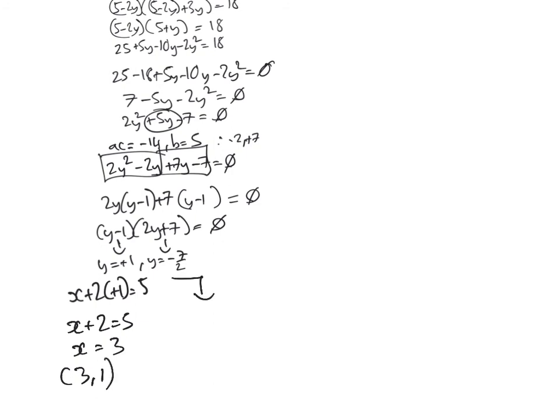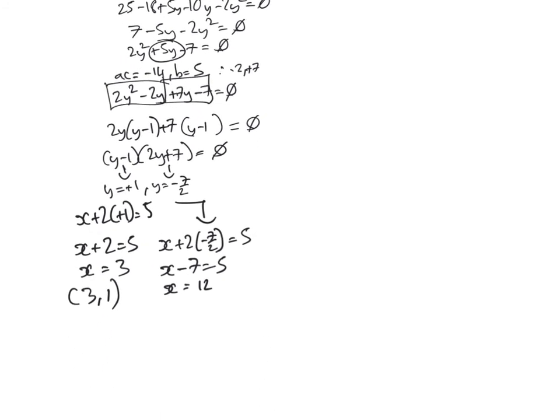And this one's going to be a bit more horrible because it's fractiony. So x plus 2 times negative 7 over 2 equals 5. So the 2's cancel, so that leaves you with negative 7, and x equals 5 plus 7, so x equals positive 12. So that gives us the pair 12, negative 7 over 2. Okay, so they are what we think it is with algebra.